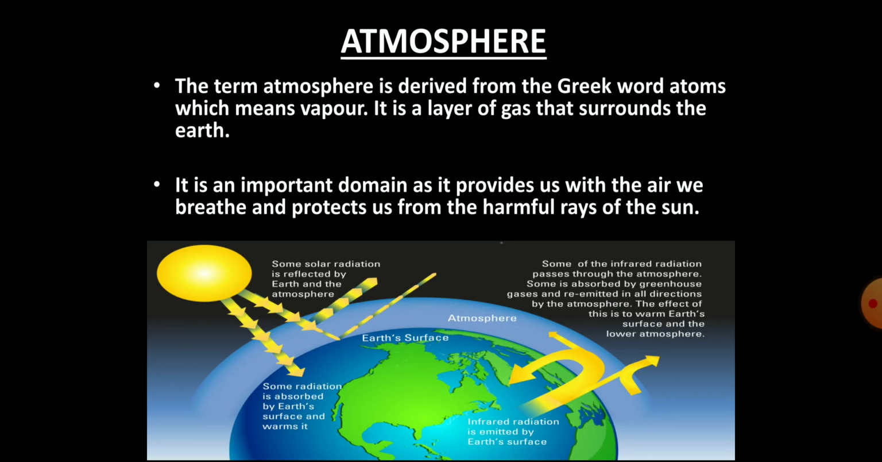Now the third domain of the earth, that is atmosphere. Children, atmosphere, as you already know, is the layer of air that surrounds our earth. This word atmosphere is derived from the word atmos, which means vapor in the Greek language. Atmosphere is an important domain of the earth because this thin blanket of air which covers our planet provides us with oxygen, the life-giving gas, keeps us warm and also protects us from the harmful ultraviolet rays of the sun.